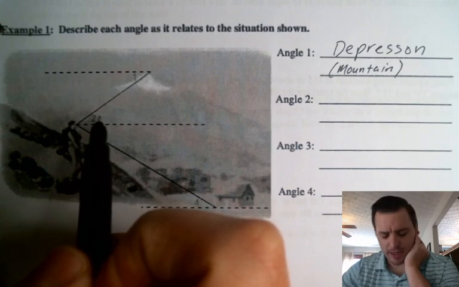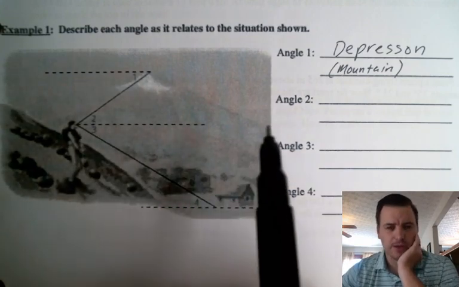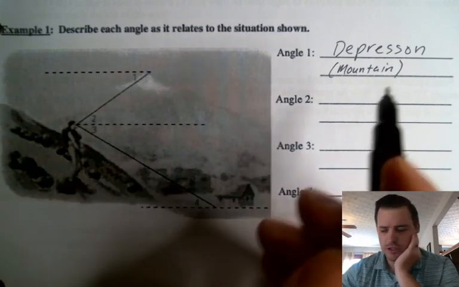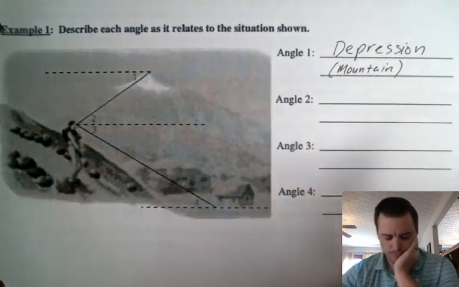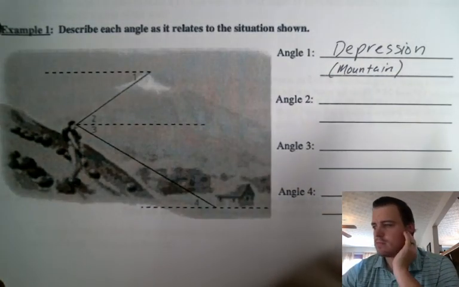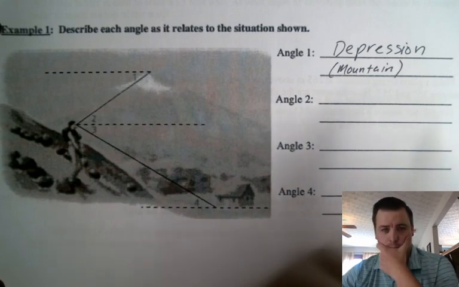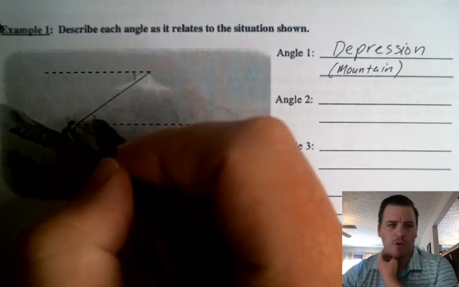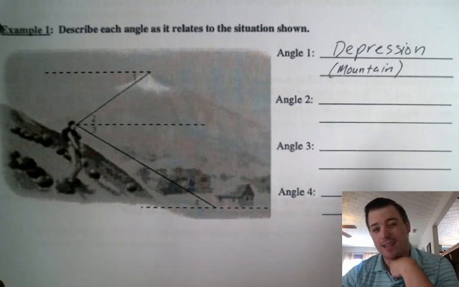Okay. What about angle 2? What would angle 2 be? Depression or elevation? It's above the horizontal line, so it would be what?